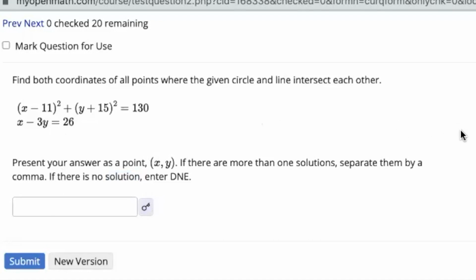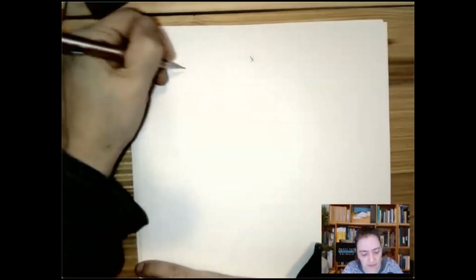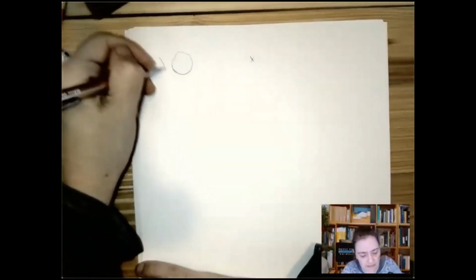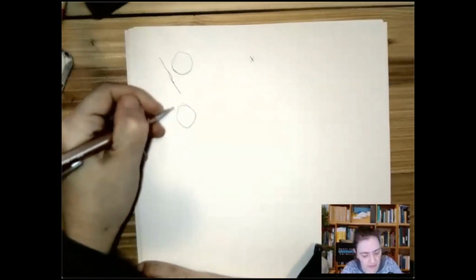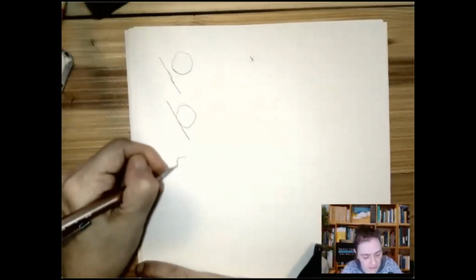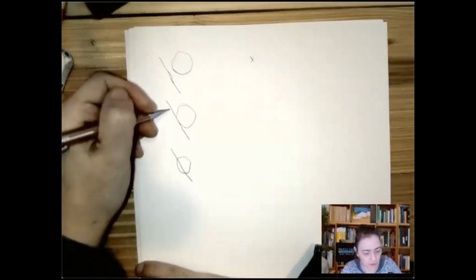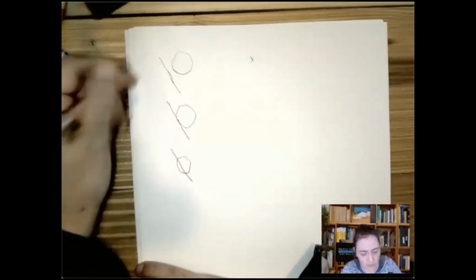So we have to find the coordinates of all intersection points between a given line and a circle. It's good to know that a circle and a line cannot have just any number of points. It's either going to be 2 points or 1 point or no points. It cannot have 3 or 4.